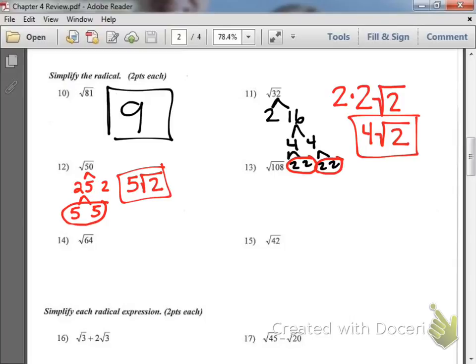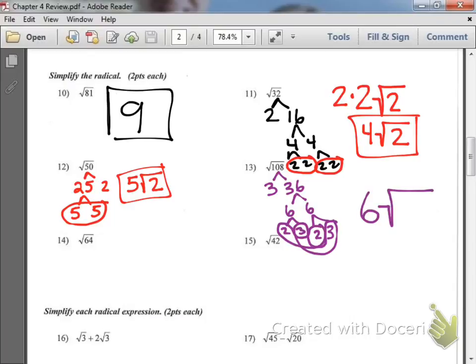All right, number 13. How do I do that? 3 and 36. What about the 36? 6. Good. 2, 3, 2, 3. So what are some of my pairs? Okay, here's a pair of 2's and a pair of 3's. So you have a 6 in the front, and then what do you have left over? A 3. Good.